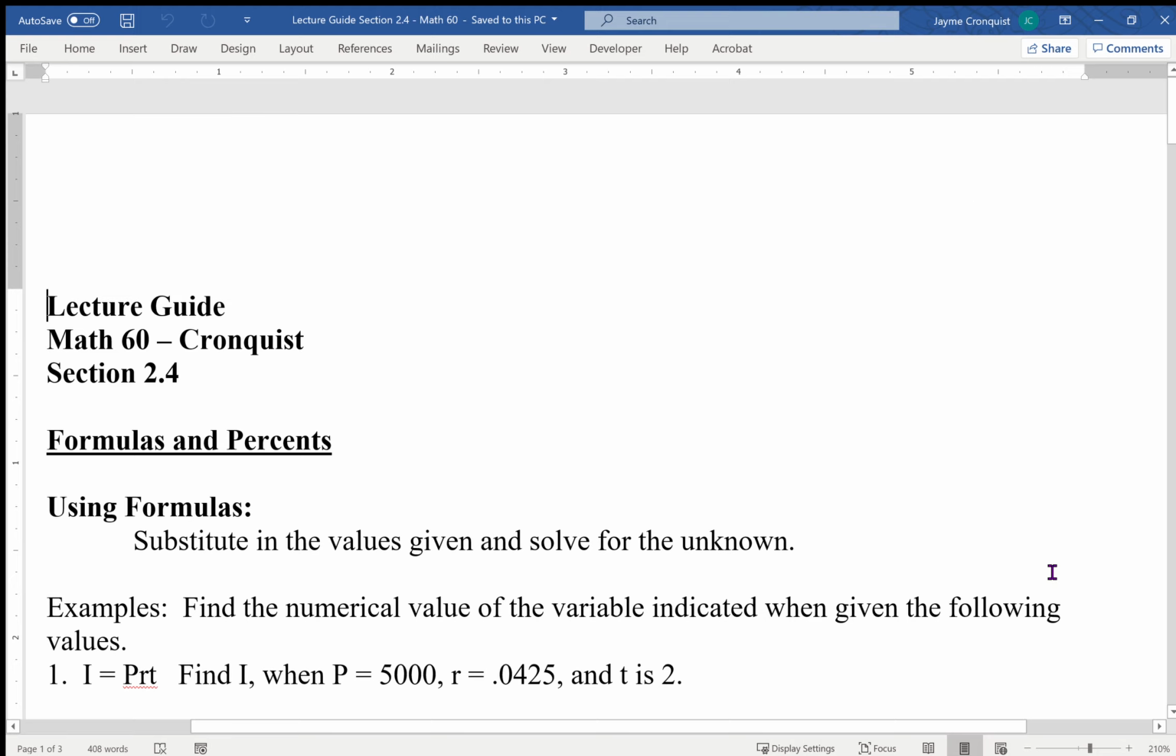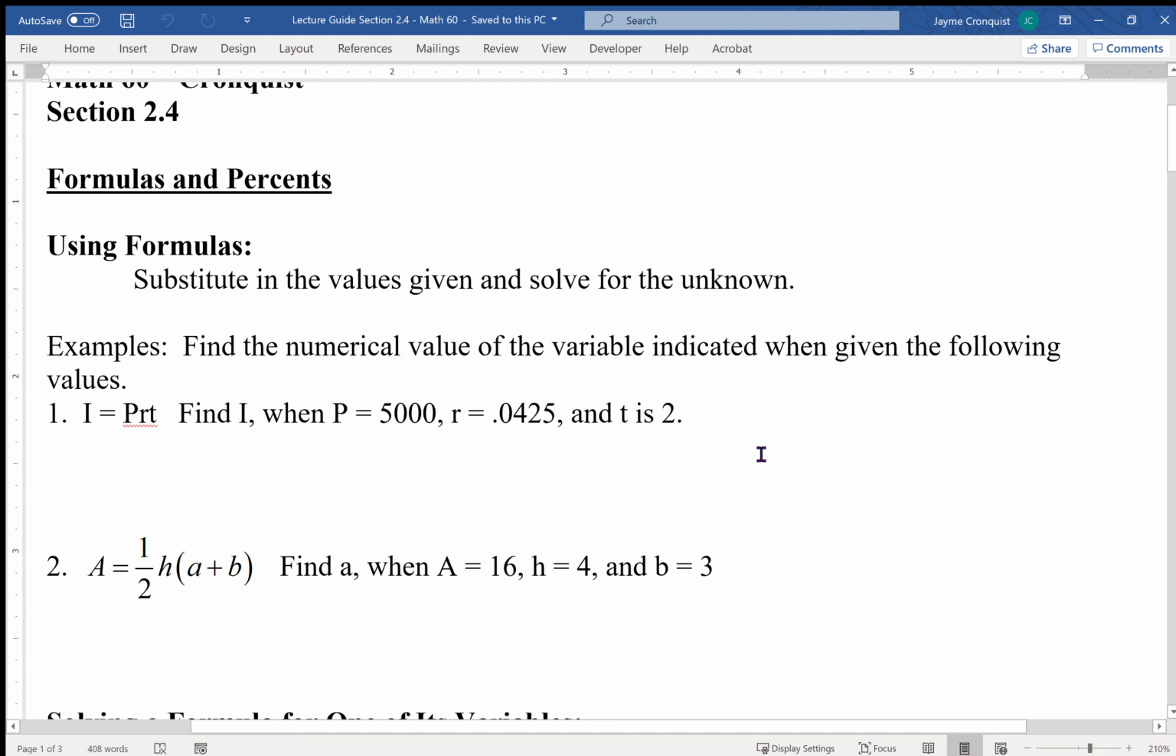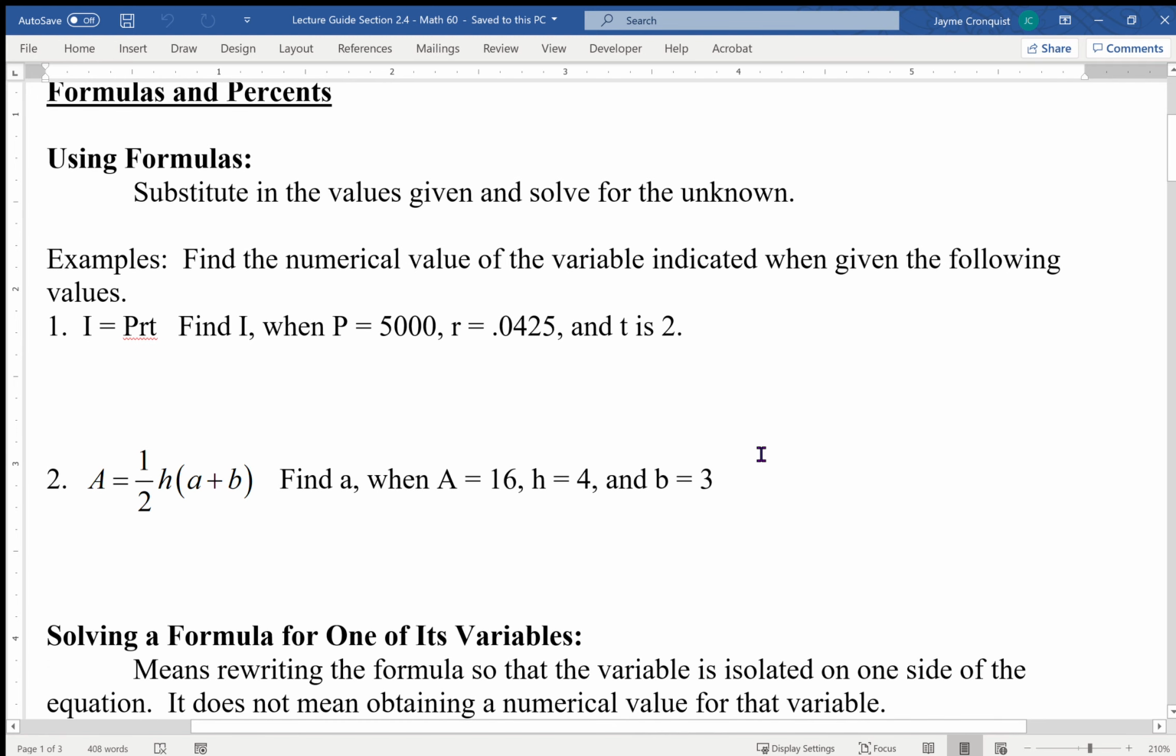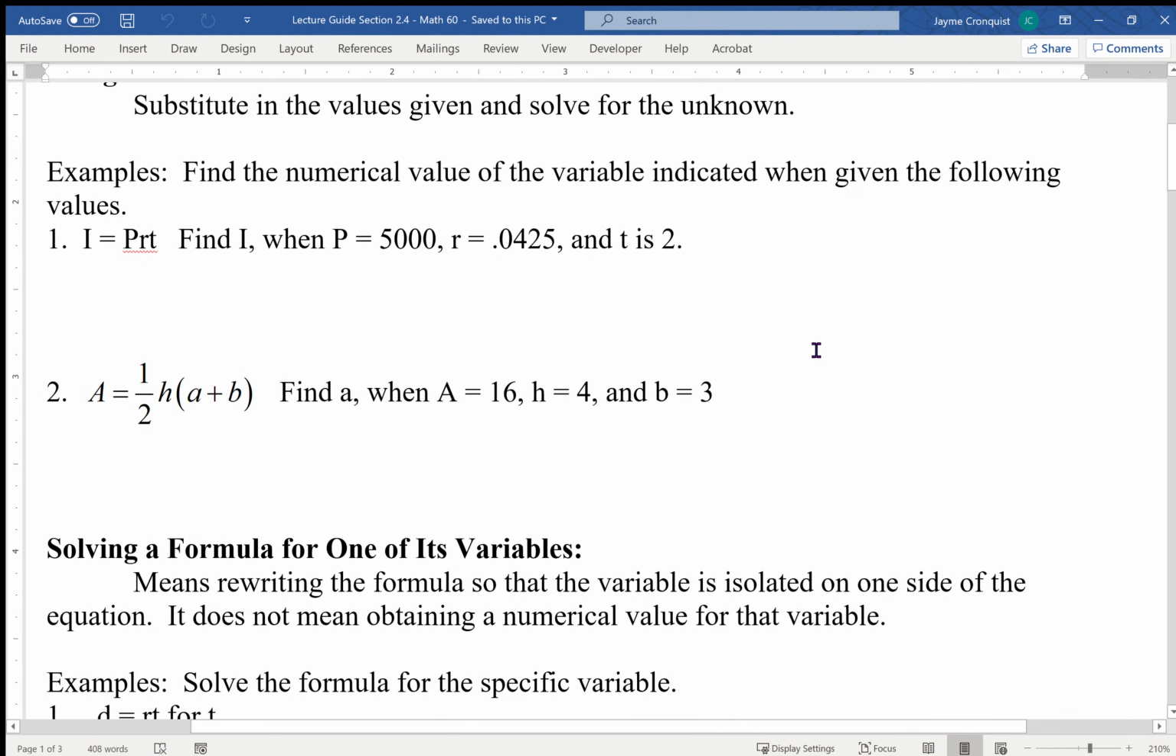Okay, welcome. We are working on our lecture guide 2.4, formulas and percents. Now we have using formulas and percents. We've done some percent work already and a little bit of formula work, but we're going to do a lot more today. All right, find the numerical value of the variable indicated when given the following values.